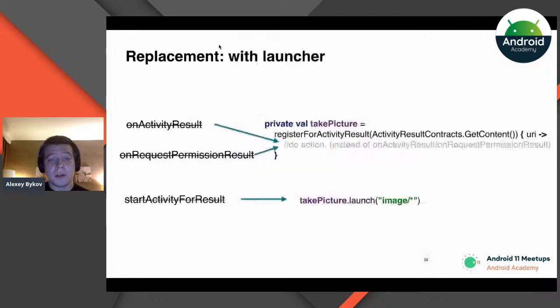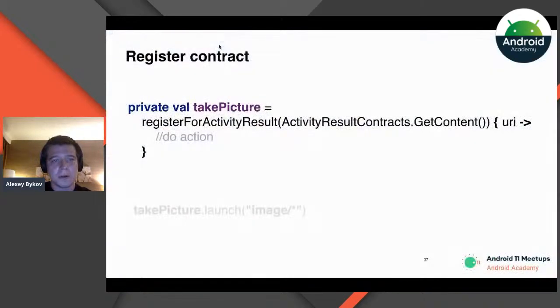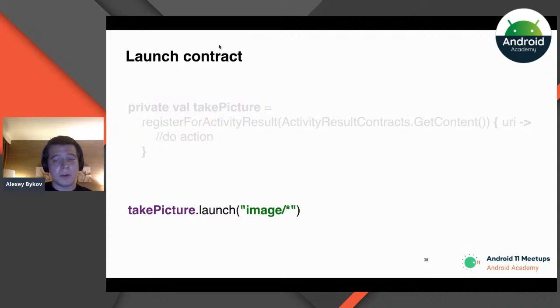Instead of startActivityForResult, we should just launch our ActivityResult launcher. Let's try to see an example of getting a photo using this approach. Actually, all we have to do is just register for ActivityResult, with a contract ready for us by Google, which calls GetContent. Inside the callback, we have a URI. And when the user presses the button, we just launch this contract.